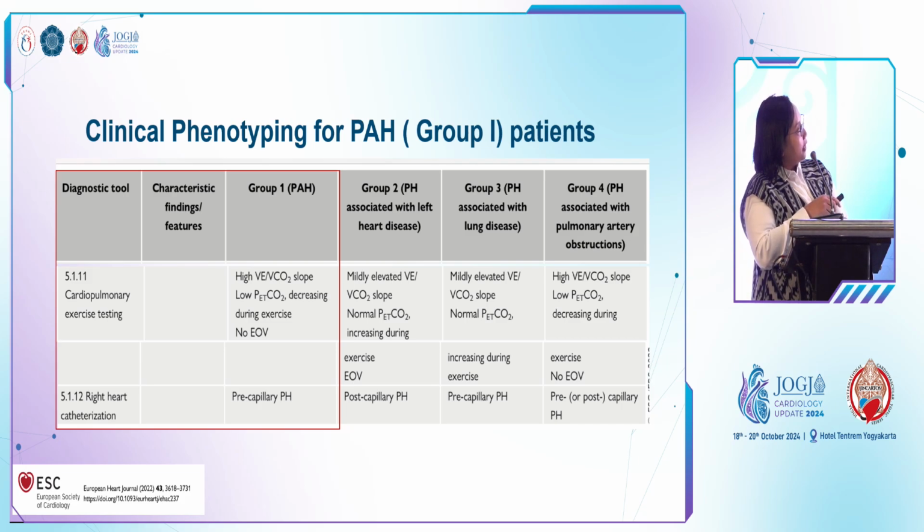And CPET is basically to see the functional capacity and also VO2 max, or the oxygen capacity of the patient. And of course, right heart cath, we have to differentiate the clinical phenotyping by the hemodynamic characteristics of the patient by right heart cath. So in PAH, precapillary PH character in the right heart cath is necessary.